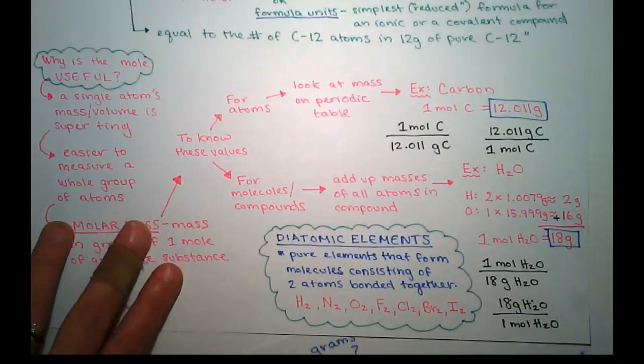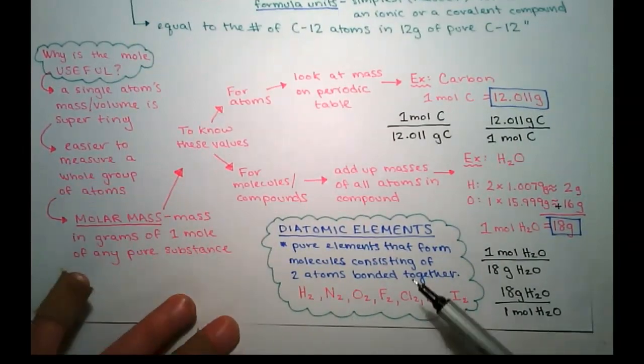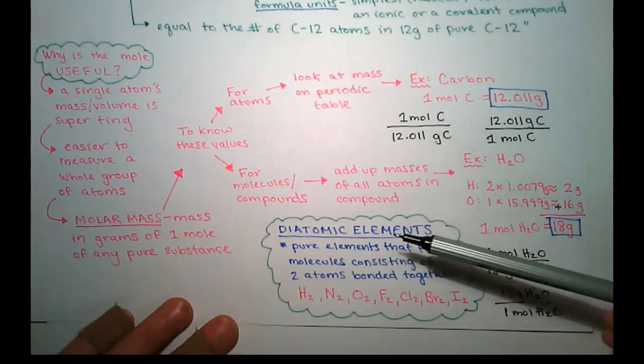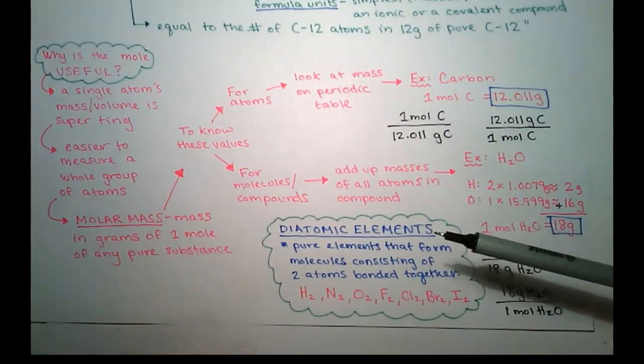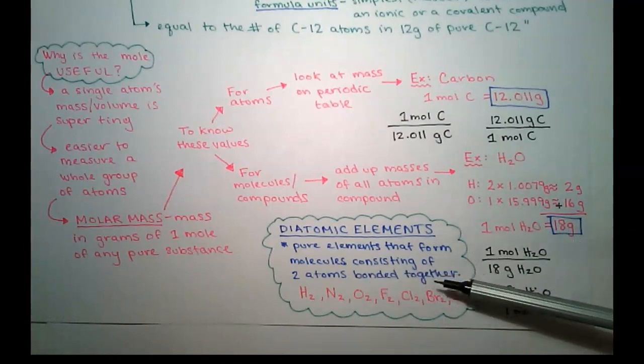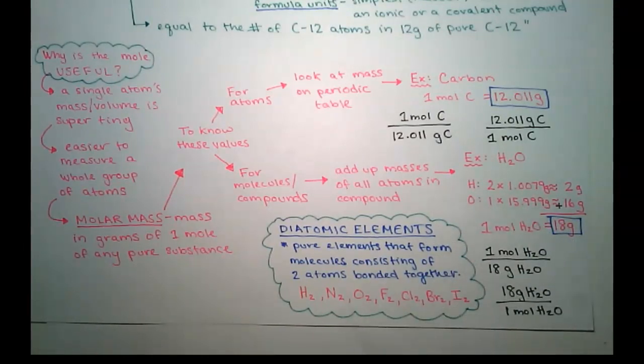Last but not least, before we flip over and do some examples, I wanted to review the diatomic elements. Diatomic elements, remember, are the pure elements that form molecules consisting of 2 atoms bonded together. So basically what that means is that these elements never truly exist in nature by themselves. They always exist in a pair. Hydrogen can be found in a compound as just 1 hydrogen, like you could have hydrogen monoxide, HO, but when it's by itself, when it's not in a compound or a molecule, it has to be paired up with itself. So in that way, it actually is always in a molecule of 2 hydrogen atoms.